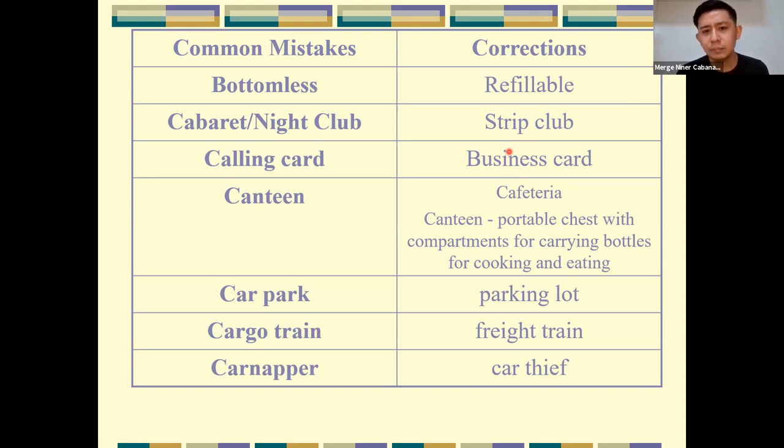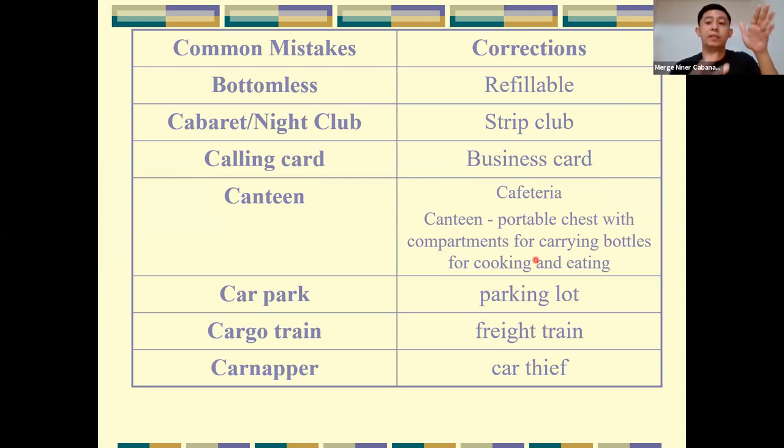Now, canteen. What is canteen anyway? Well, canteen, as many of you would know, is an eatery inside the school premises, right? Well, that's not the proper term for it. If an eatery is inside the school, we refer to that as cafeteria. But what about the word canteen? What is the actual definition of the word canteen? It's a portable chest with compartments for carrying bottles for cooking and eating.